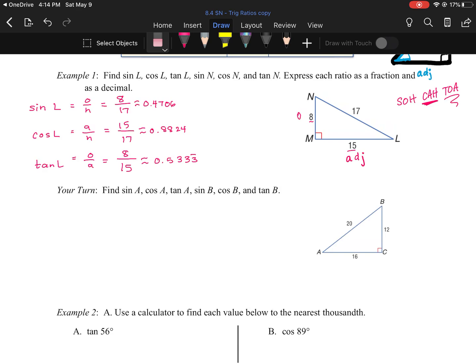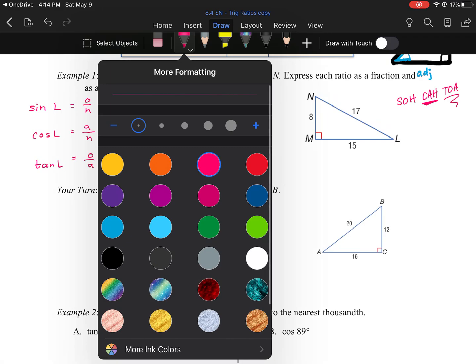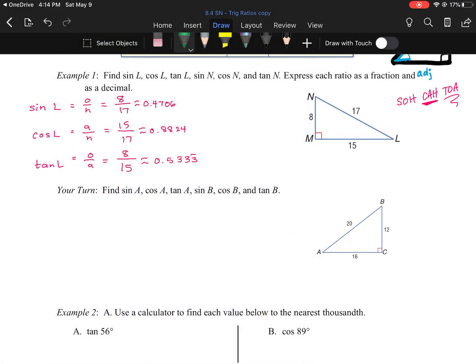I'm going to go erase some of this here because now they want angle N. So let's do angle N. All right, so angle N is up here. Hey, guess what? 17 is always my hypotenuse. The one opposite N, though, is now 15. And the one that's beside it, that's not the hypotenuse, well, that's my adjacent side. So that's 8.